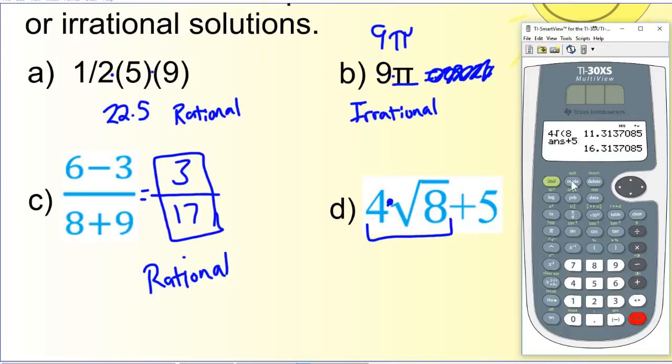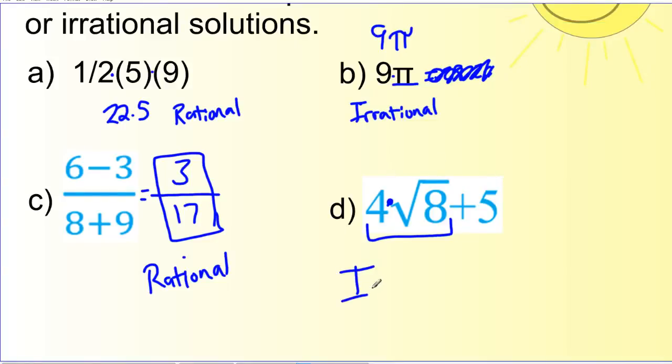So now my final answer for this letter D here is going to be 16.3137085. Okay, so let's determine, is that rational or irrational? It looks irrational. I don't see a pattern. It doesn't look like it stops. I did not start with a fraction in here at all. So this is irrational.